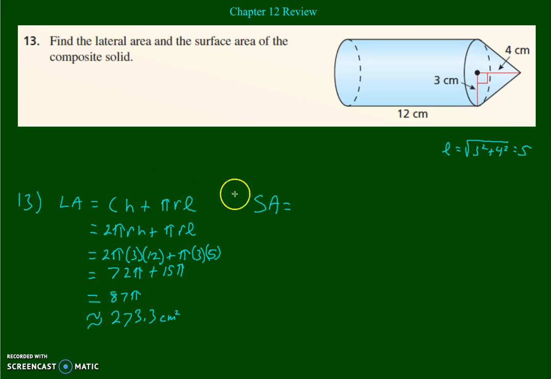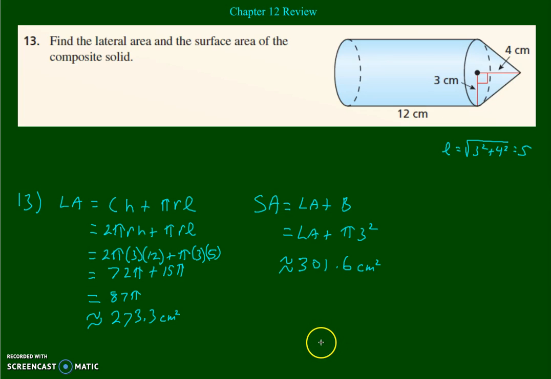So what we have here in this composite is lateral area plus area of the base, only one base. That gives us lateral area plus pi, r is 3 squared. And that gives us a composite area of 301.6 square centimeters. So a pretty straightforward problem there.